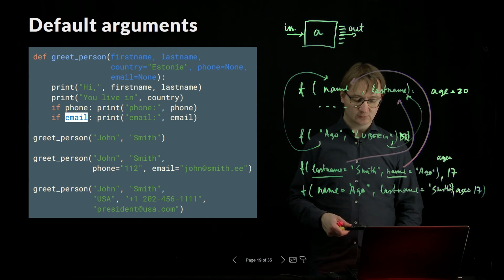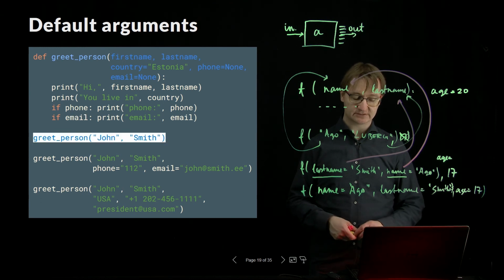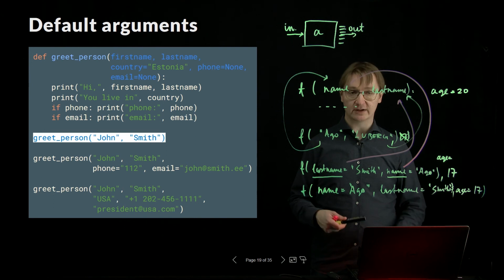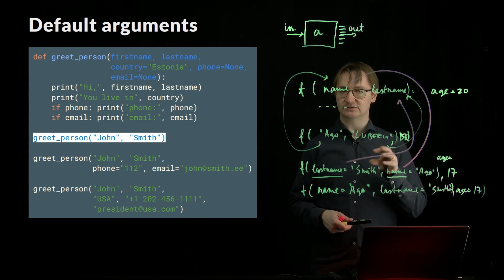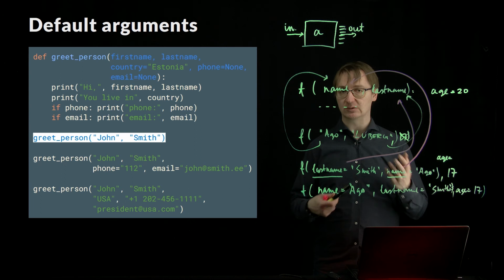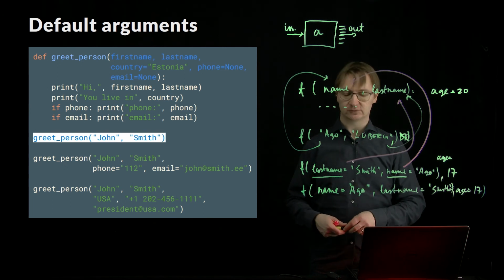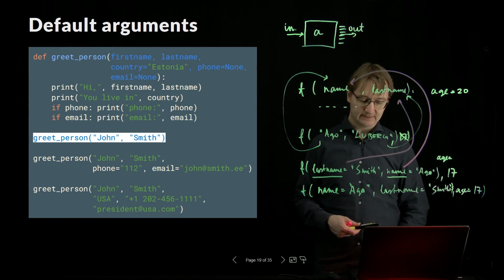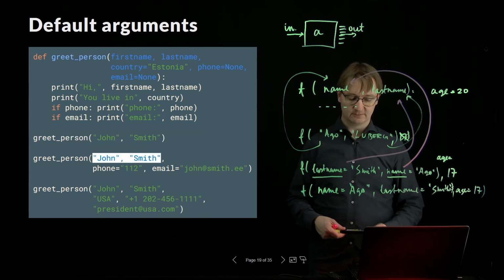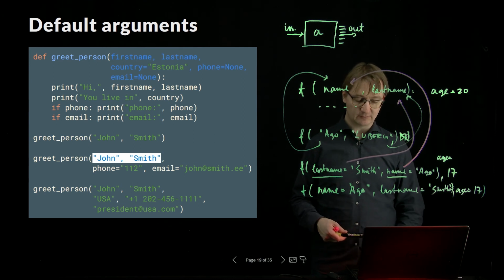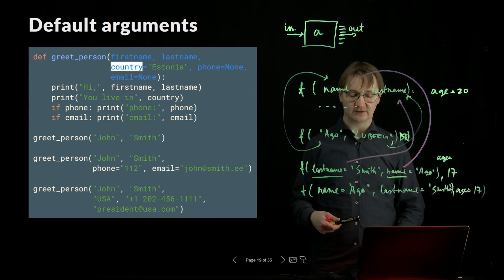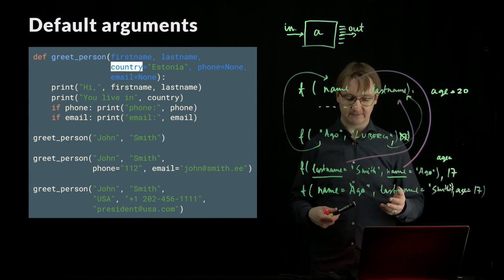And now what I can do is call this function with only those two parameters. Those two are required. All the parameters which don't have default values are required. So I cannot call this function without those two arguments. So I have to have two arguments. So there's another greeting for John Smith, but now we specify phone and email. And as you can see, I didn't specify country. So the country is still Estonia.